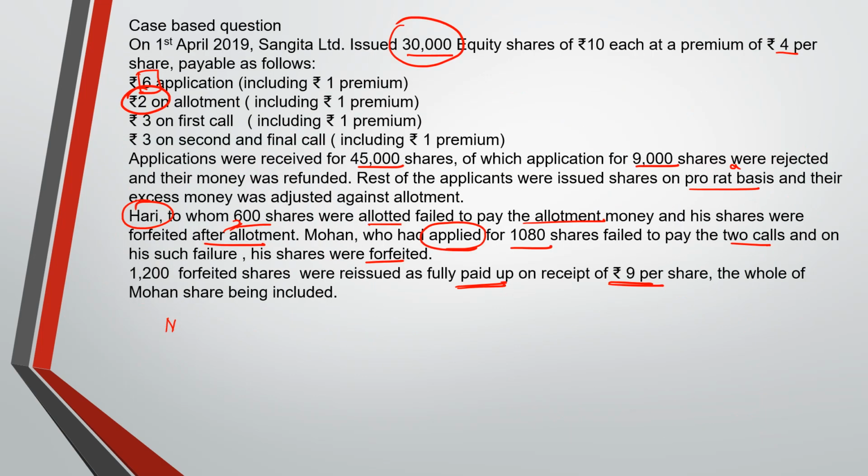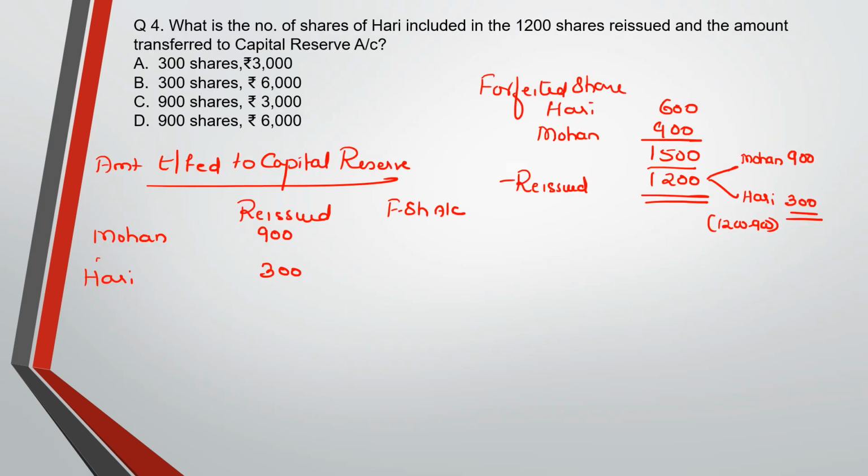Now, on these 900 shares, what has been received? Mohan, who had applied for 1,080, failed to pay the 2 calls. So he has paid till here 6 plus 2, 8, but we have to remove the premium of 2 rupees. So 8 minus 2 is 6 on 900. So on those shares of 900 at the rate of rupees 6, 5,400 was received from him and has been credited to forfeited share account. That entirely, because the shares have been reissued, would be credited to forfeited share account.